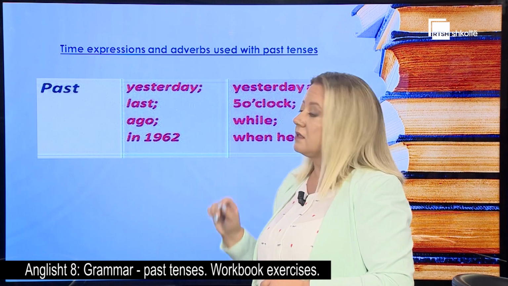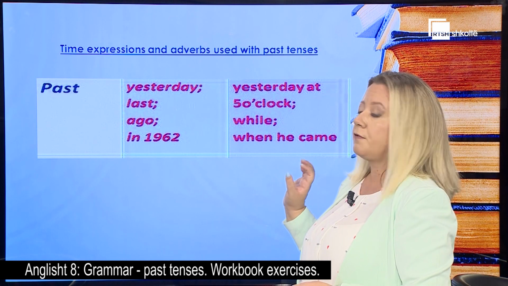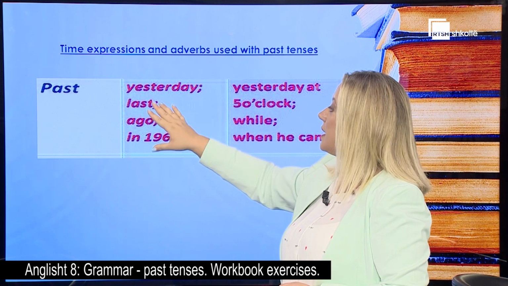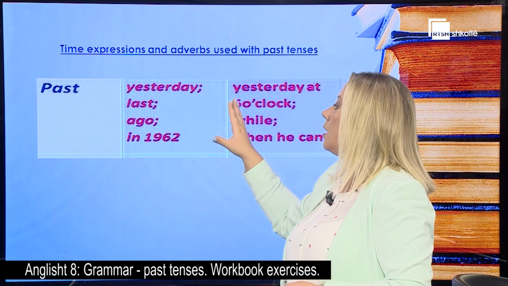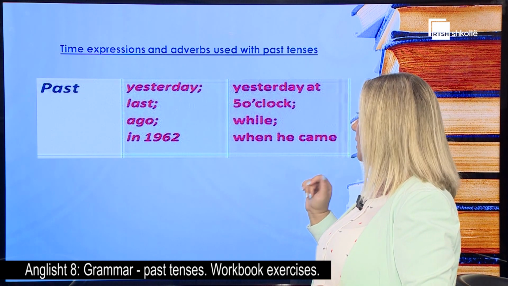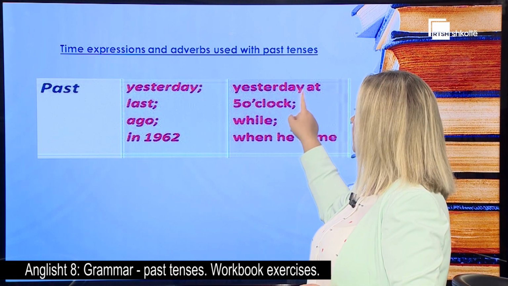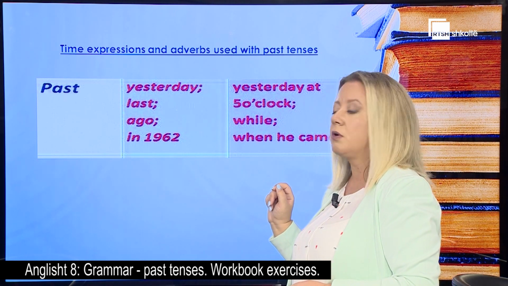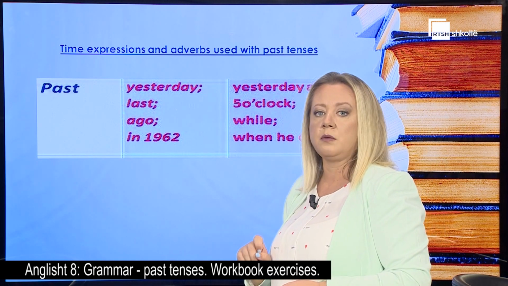With past tenses, there are several time expressions that are commonly used. Mind the difference between the simple tense and the continuous tense. With the past simple, we might use yesterday, last year or last week, ago, in 1972, for years, etc. While for past continuous, we have to define the time, yesterday at 5 o'clock, while that defines an action in progress, and when he came, that also defines an action in progress.